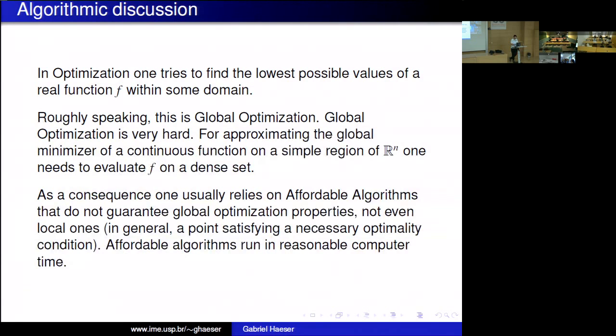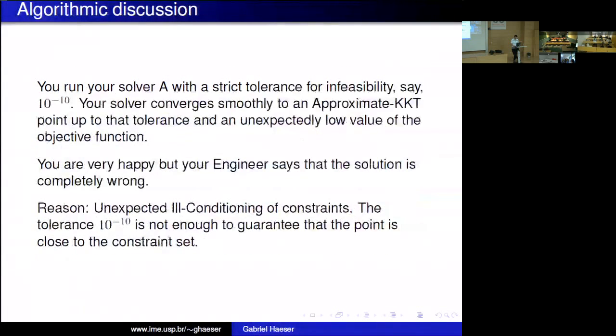So we don't do this. What we do is rely on what we call affordable algorithms, for which we can't guarantee global optimization, not even local. In general, you will have a point satisfying a necessary optimality condition. But the advantage is that it runs in a reasonable time. That's why we call this an affordable algorithm. There are some problems that arise with this.